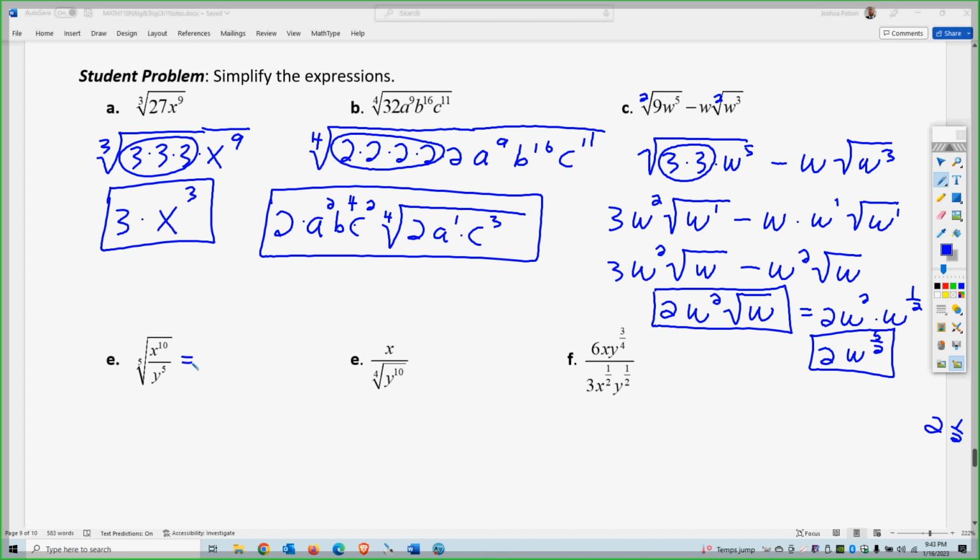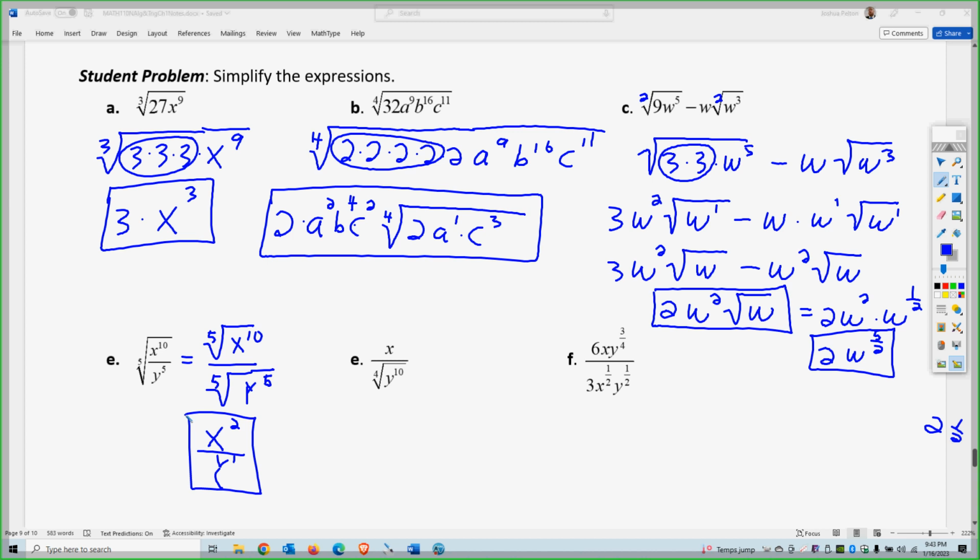This is x divided by y, which is not possible, but I can break this apart using, whoops, I wrote the wrong thing. I can break this apart using the quotient rule of radicals and get x^10 on the top and y^5 on the bottom. Okay, so 10 divided by 5 is 2, and 5 divided by 5 is 1. So that completely simplifies, or it's a perfect radical. Okay.